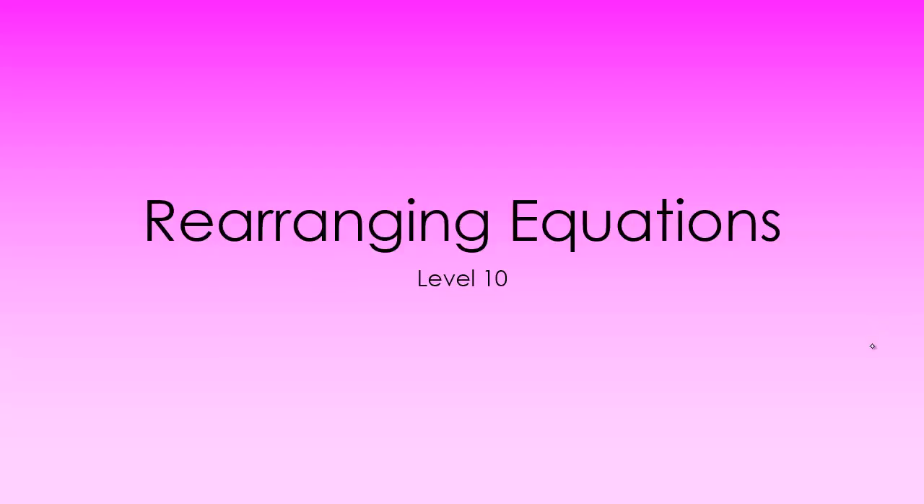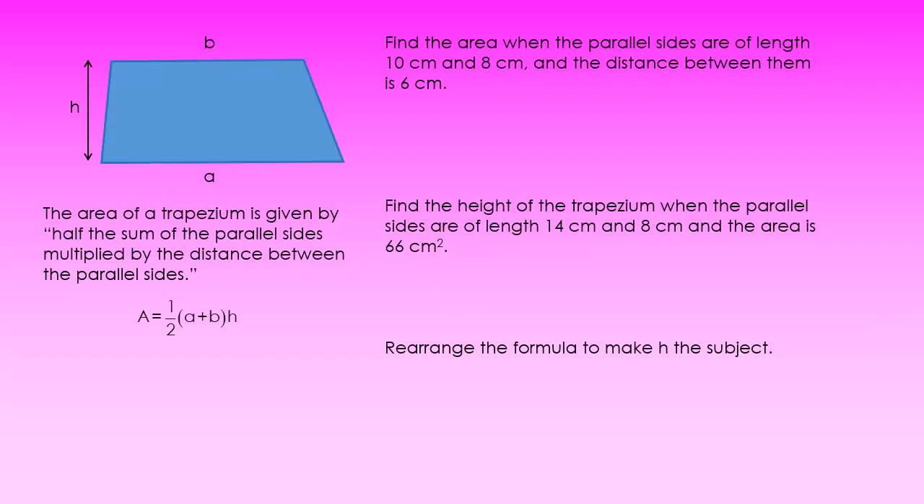Rearranging equations. The area of a trapezium is given by half the sum of the parallel sides multiplied by the distance between the parallel sides, which can be summarized here in this equation.